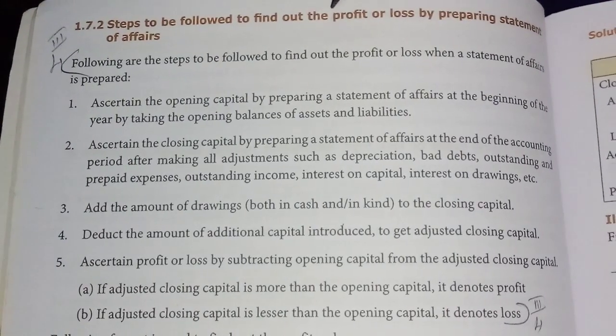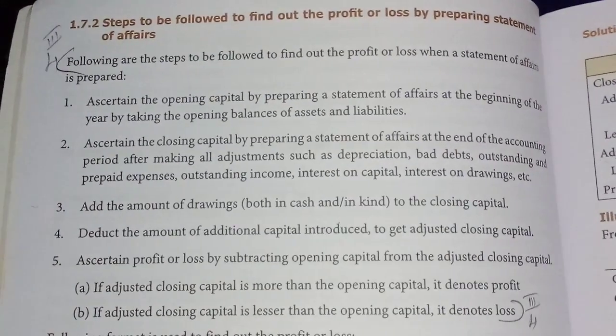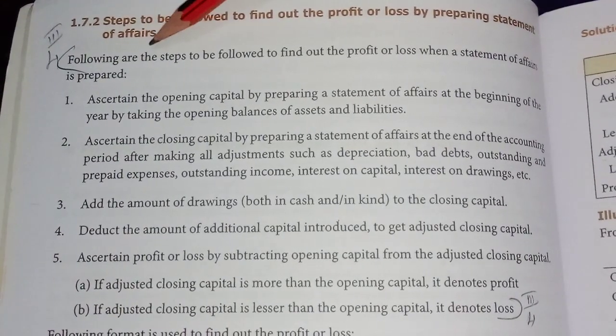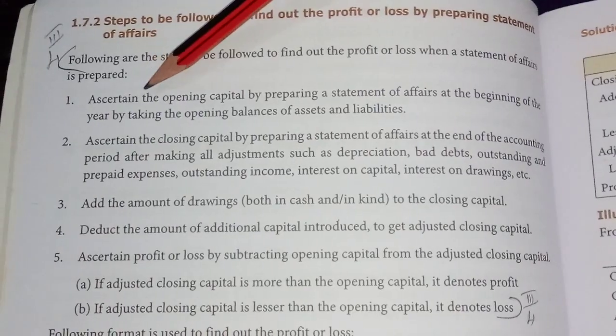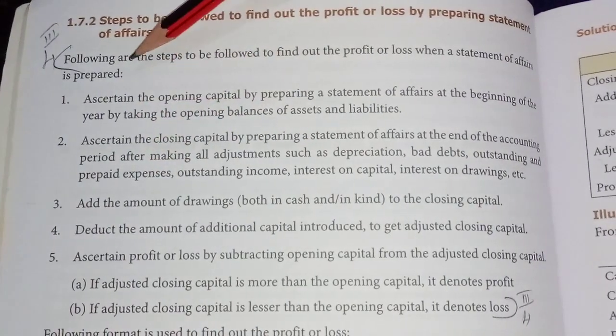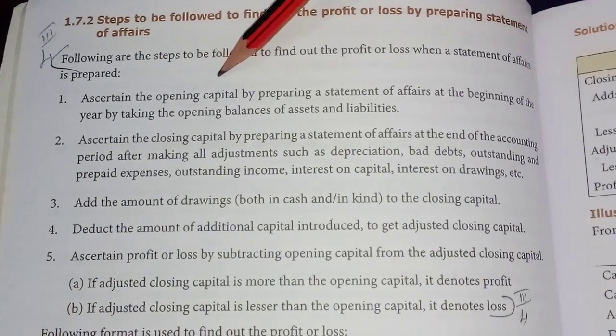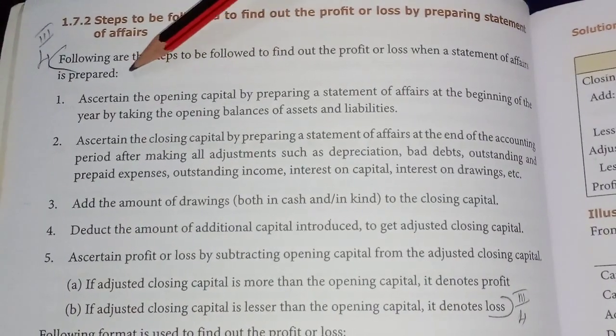Steps to be followed to find out the profit or loss by preparing a statement of affairs. This is what we have learned today. All the 5 steps are given; what we have done and what we are going to do is explained here. So when I read, you will understand.